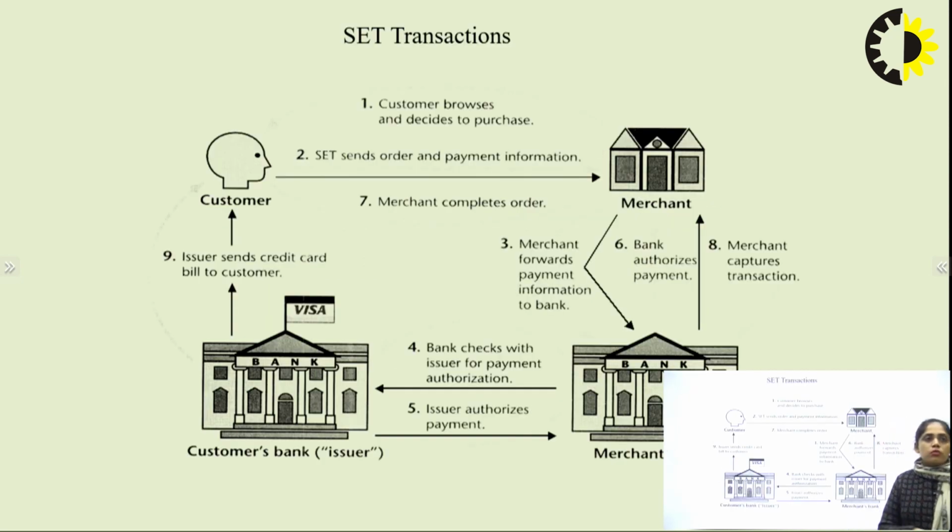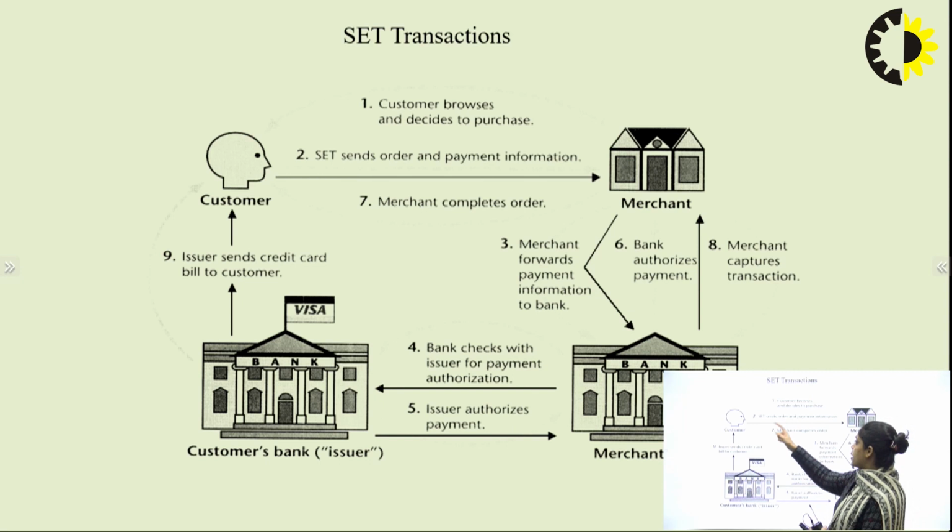Now let's talk about the actual secure electronic transactions. First point is, the customer browses and decides to purchase what he wants to purchase. Then SET sends order and payment information. The customer first of all decides what he wants to purchase online. Then he sends the order and payment information to the merchant, the seller.